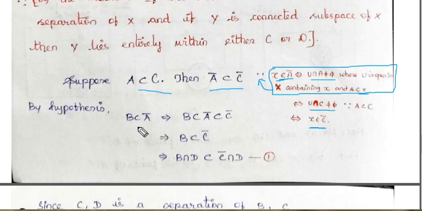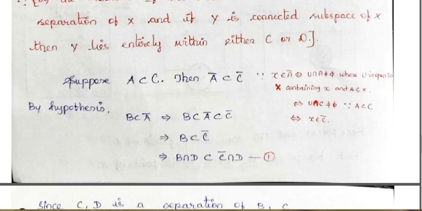What is the hypothesis? B is a subset of A closure. This implies B is a subset of A closure, which is a subset of C closure. This implies B is a subset of C closure. Take intersection with D on both sides: B intersection D is a subset of C closure intersection D. Note this as equation number 1.